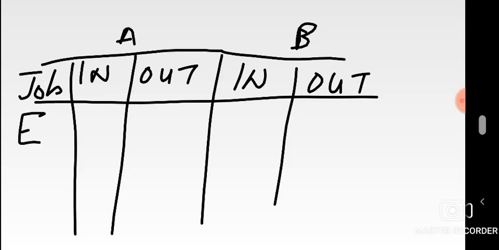So E, what would be the in? What do they mean by in? The time the job will start. So since E is the first job, it's starting from the initial point, which is 0. That's how you should know.